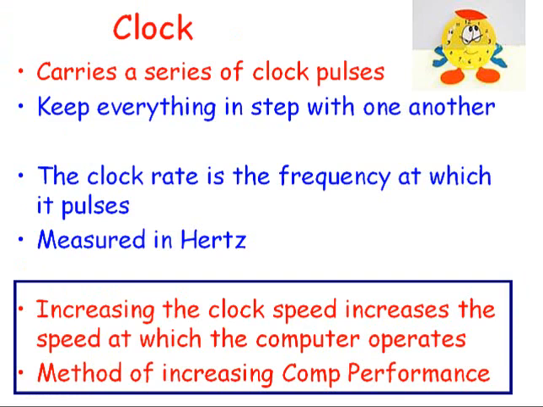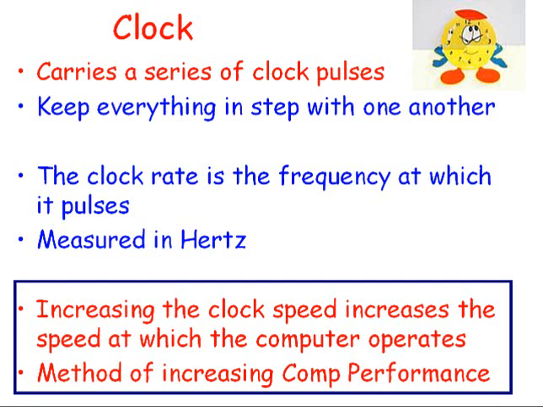The first one is the clock, and the clock is simply a series of clock pulses that keep all the operations synchronized within the computer system. It's measured in hertz, and it tells you how quickly it pulses. It's like a drum beat that's continual, and it keeps on going to keep all of the things that are happening inside the processor synchronized. And again, it's another way of increasing the performance of a computer system.